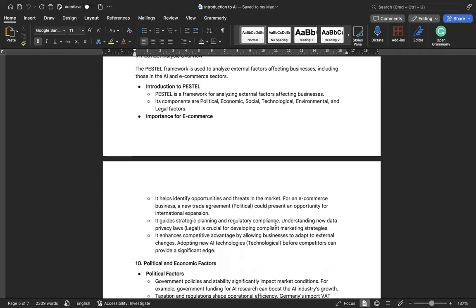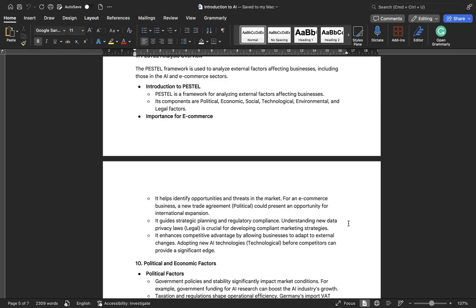And for the importance of PESTEL to e-commerce, how does it relate to e-commerce, and why is it such an important factor? The reason is it helps identify opportunities and threats in the market. For an e-commerce business, a new trade agreement, which is political, could present an opportunity for international expansion. It also guides strategic planning and regulatory compliance, such as understanding new data privacy laws. Legal is crucial for developing compliant marketing strategies.